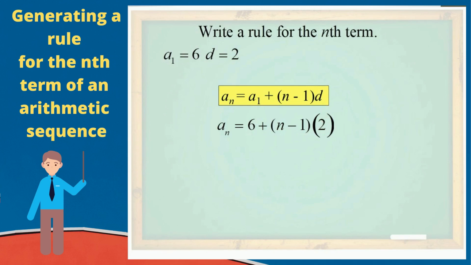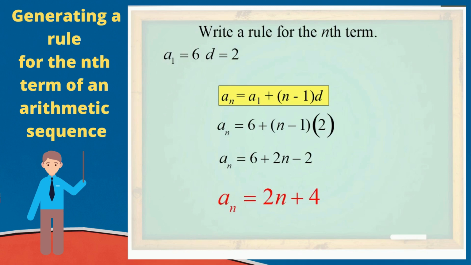Okay, so now let's proceed. Simplify the given equation. Distribute 2 to each term inside the quantity. So we have 2 times n, 2n, and 2 times negative 1 is negative 2. So a sub n is equal to 6 plus 2n minus 2.